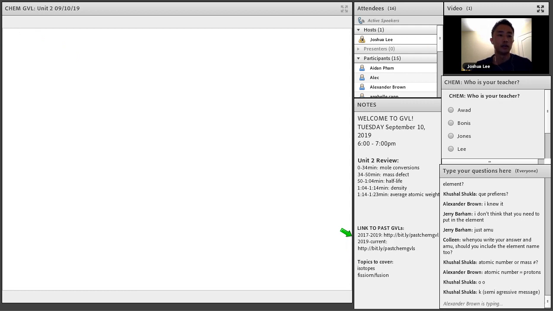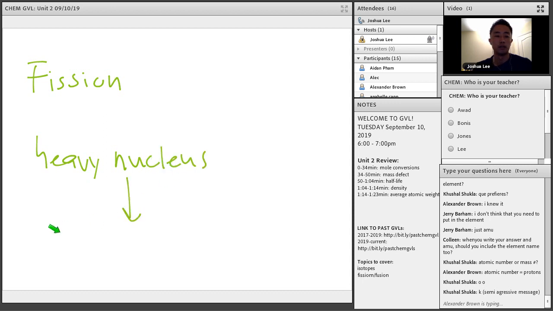Fission is where a heavy nucleus breaks up into lighter nuclei plus some energy. So that's all that is.